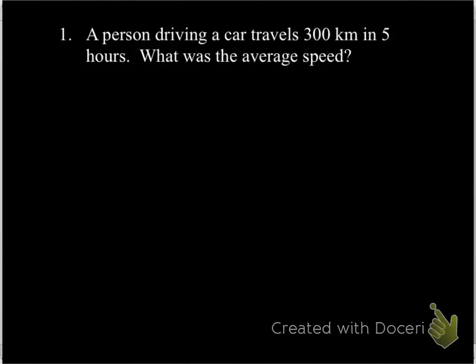A person driving a car travels 300 kilometers in 5 hours. What was the average speed? So first, before we get started here, we calculate average speed when the speed of an object is changing.